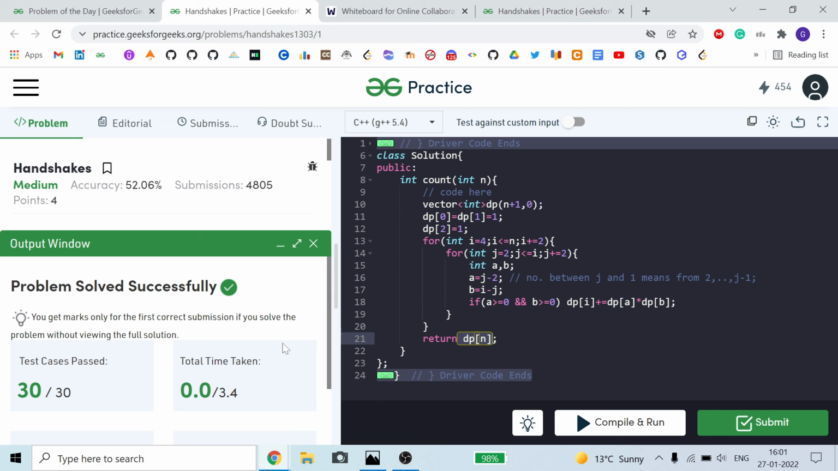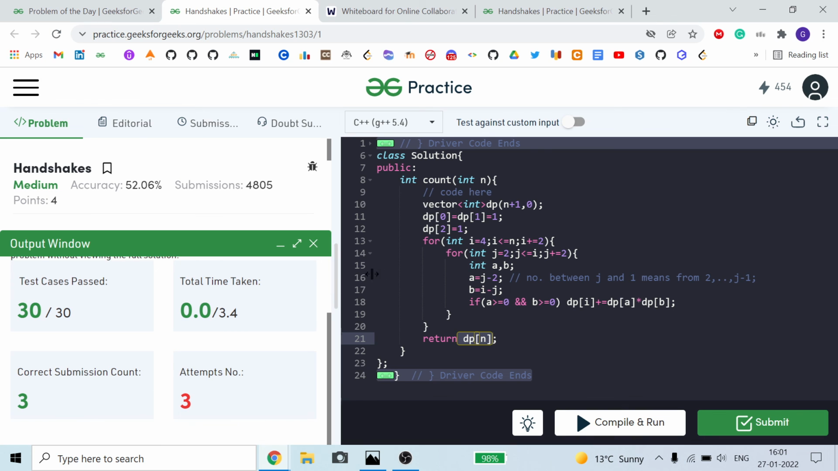So yes, as you can see all the test cases pass, so I think it's clear now.